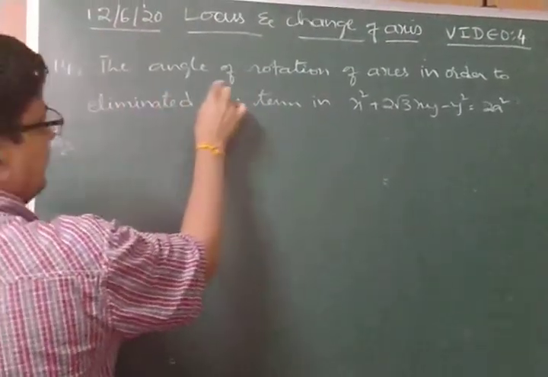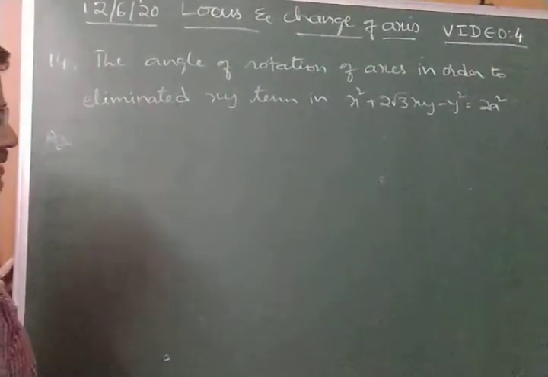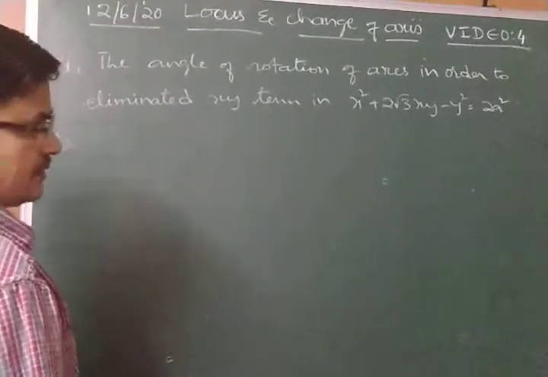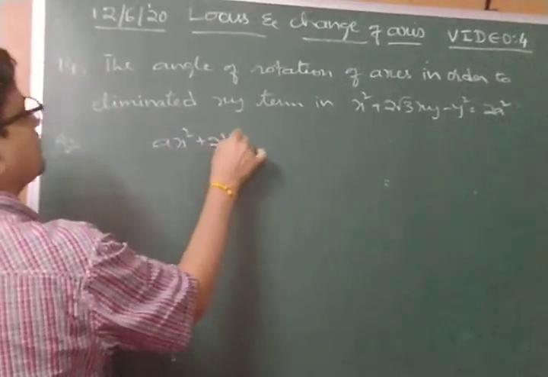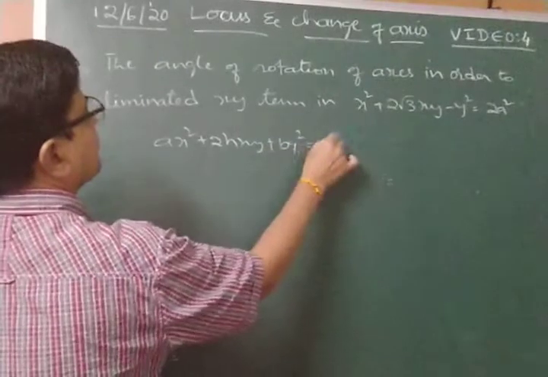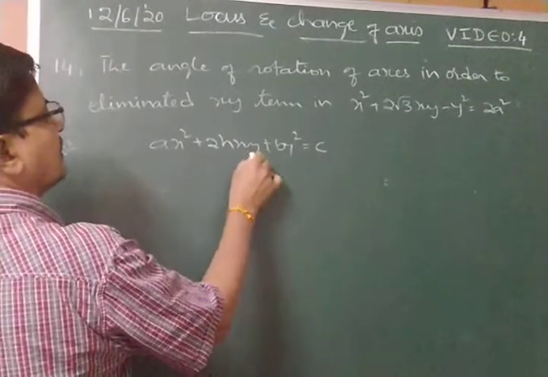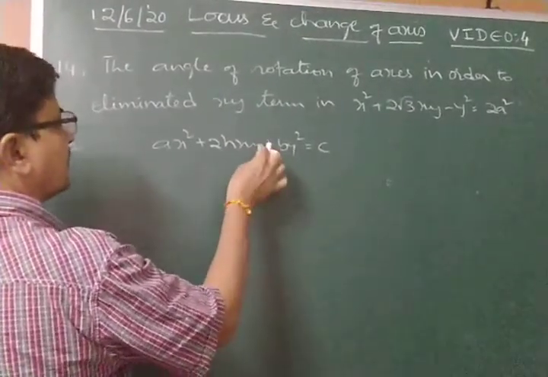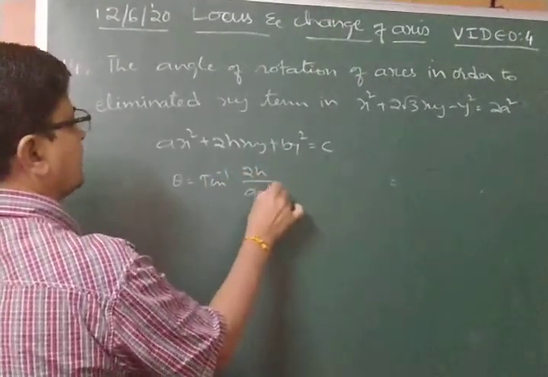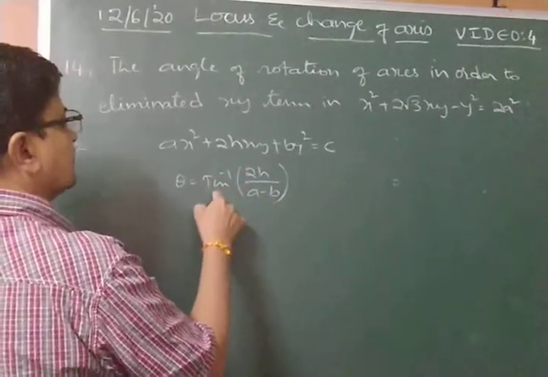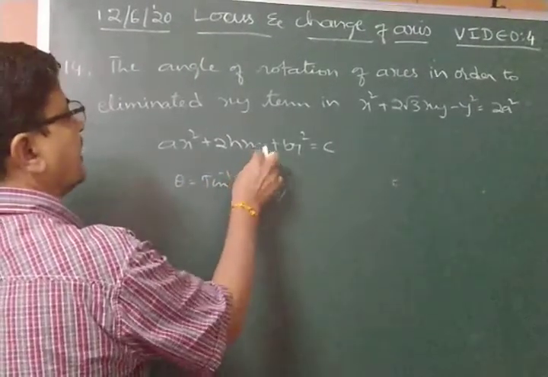14th question. The angle of rotation of axes in order to eliminate the xy term in x square plus 2 root 3 xy minus y square is equal to 2a square. The given equation is compared with ax square plus 2hxy plus by square is equal to c. Here the xy term is removed by rotating the axes through an angle theta is equal to half tan inverse of 2h by (a minus b). This is the formula for the rotation angle theta when eliminating the xy term.